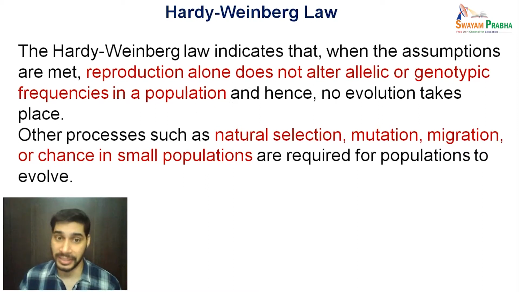Other processes such as natural selection, mutation, migration, and chance, that is genetic drift in the population, are required for a population to evolve. If these phenomena are not operating as forces of evolution, reproduction alone cannot cause evolution or change in the frequencies of allele or genotype.